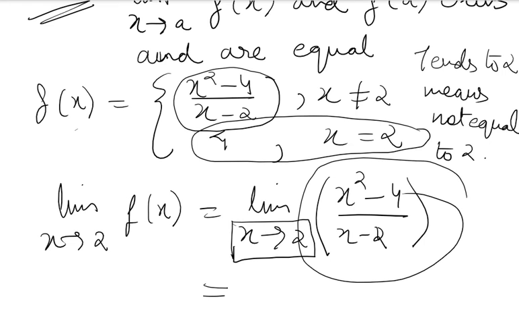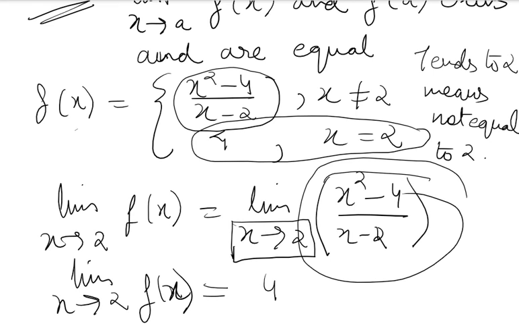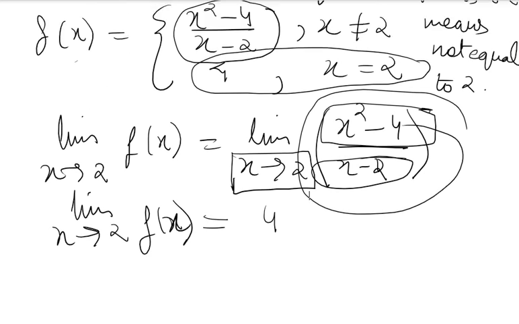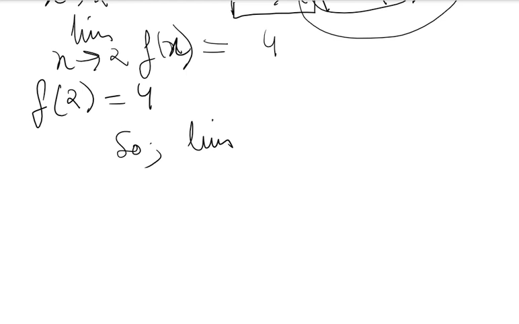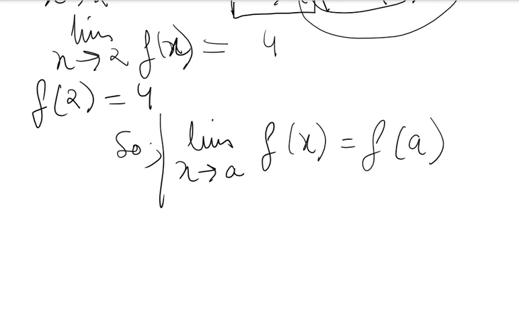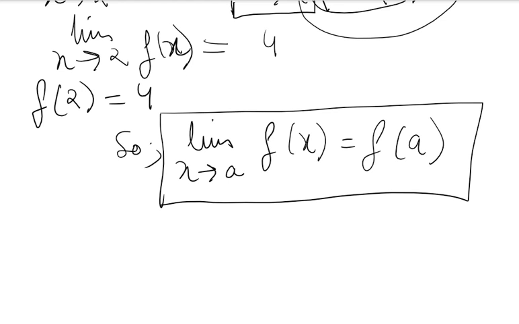So eventually what does this become? This becomes 4. How will it become 4? Split this part: x plus 2, x minus 2, and x minus 2 and x minus 2 will get cancelled out and then it becomes 4. Okay, now what is f of a? F of 2, that is 4. So basically this is what we had to prove. Limit of x tends to a, f of x is equal to f of a. Okay, so that is equal.